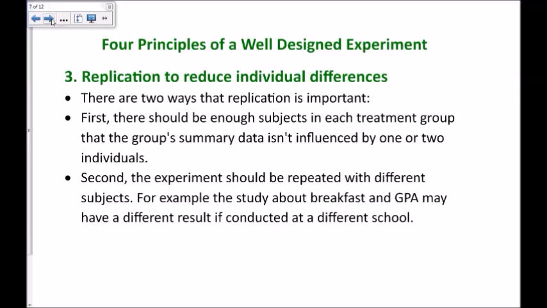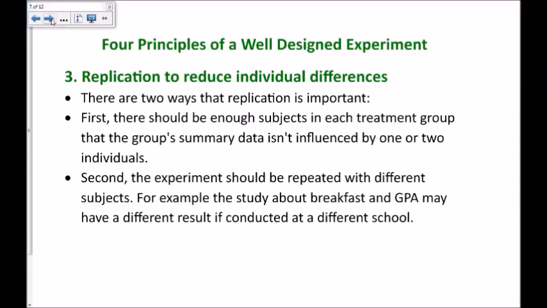Third, replication to reduce individual differences. Okay, there are 2 ways that replication is important. Okay, the first has to do with, in the study, there should be enough subjects in each treatment group that the group's summary data, like the mean or the median of the data, isn't influenced by 1 or 2 individuals. Okay, you have enough people there, that could be 10 or 20 or 30.